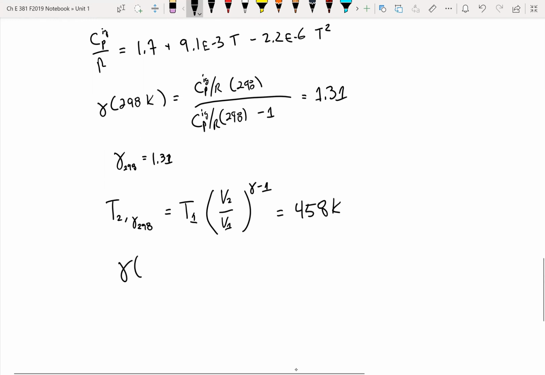And gamma evaluated, so the heat capacity ratio evaluated at 458 Kelvin comes out to 1.227. All right, so it's dropped by almost 10%. And so next time we'll see how much of a change that makes into what our final temperature is if we use a different gamma, and then we'll talk about some different ways to account for that changing value.